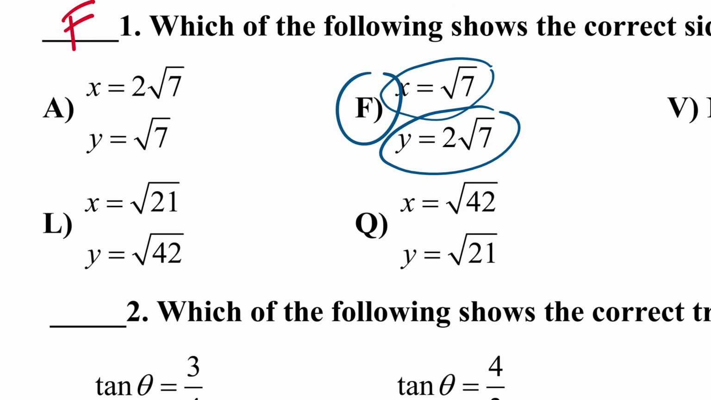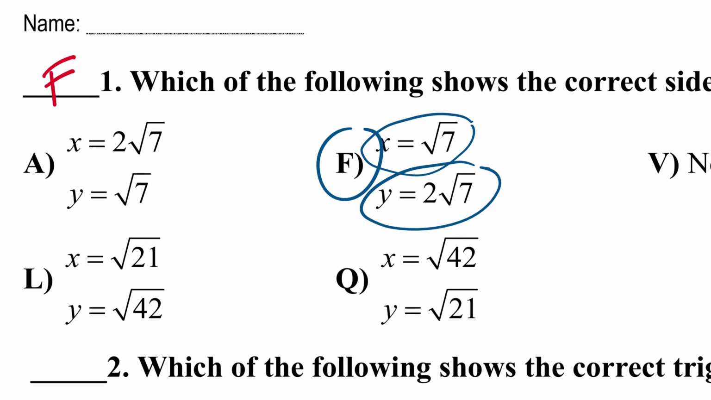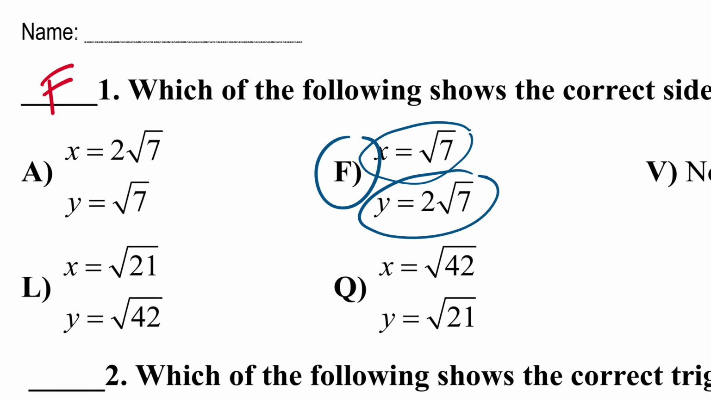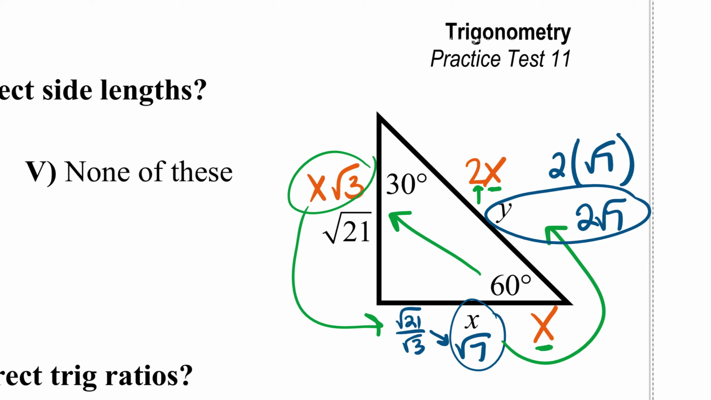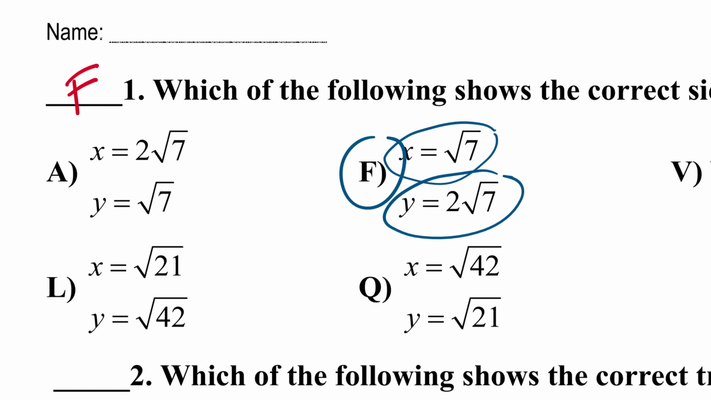If you notice, A is flipped, and then L and Q are totally wrong. That would be true if it was a 45, 45, 90 triangle. Or at least x would be, or L, sorry. Anyways, so for that one, 30, 60, 90, you divide by square root of 3 to get to the shorter leg, and then times 2 to get to the longer leg. Yeah, that's it for that one.